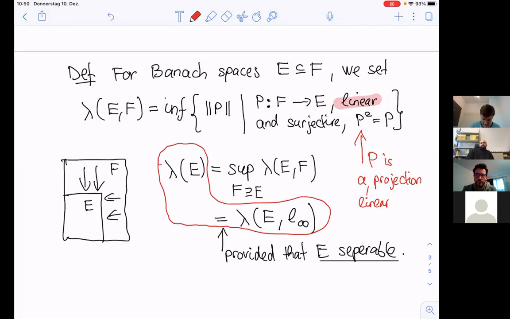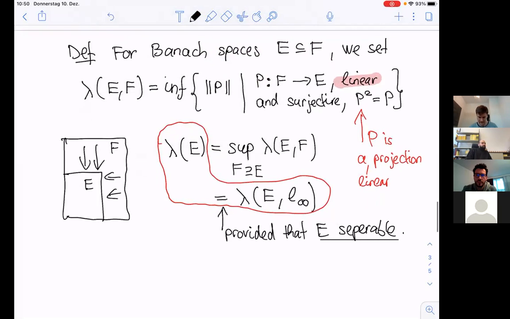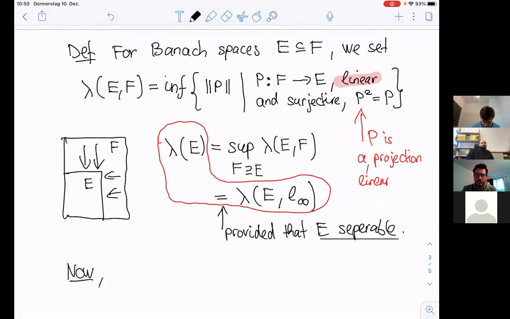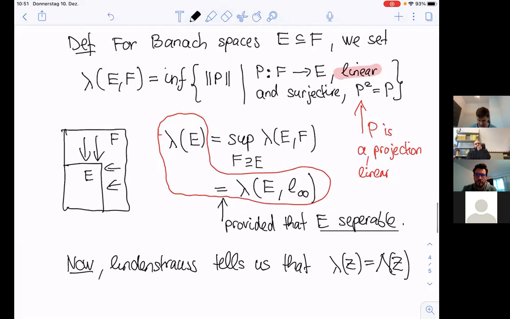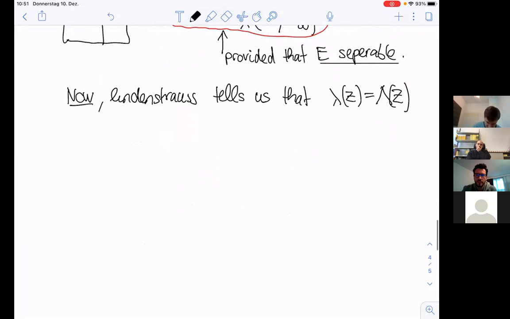Okay. And now Lindenstrauss tells us that the small lambda of C is equal to the big lambda. So this is the statement. And I have to quickly remark that the little lambda you can compute using Mathematica, for example. You can use your computer to compute it.